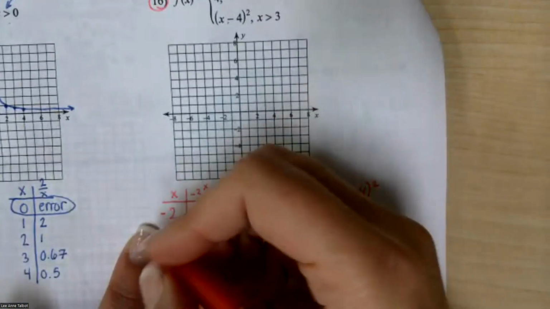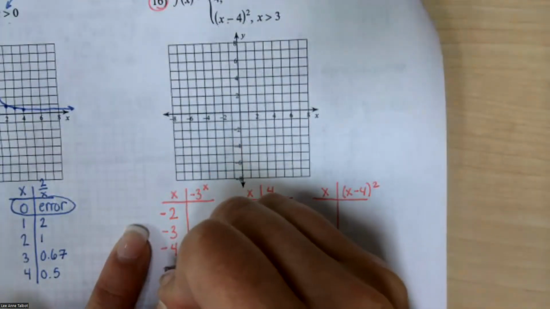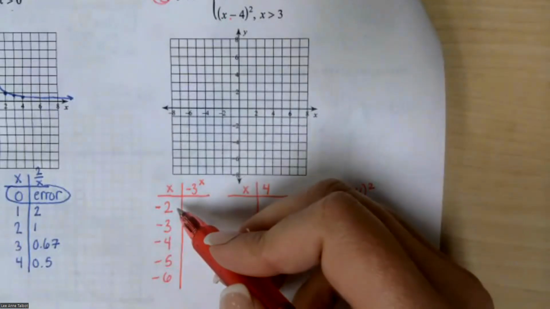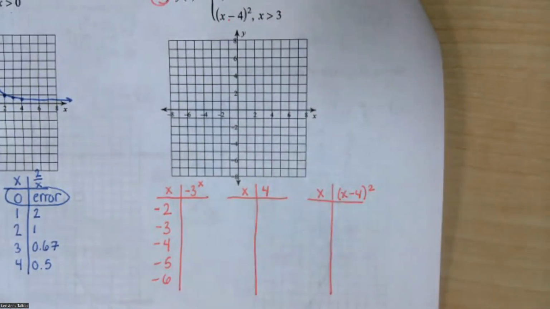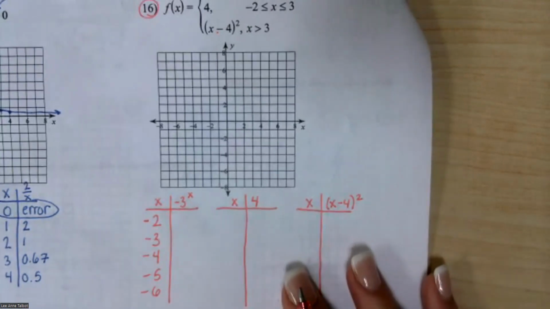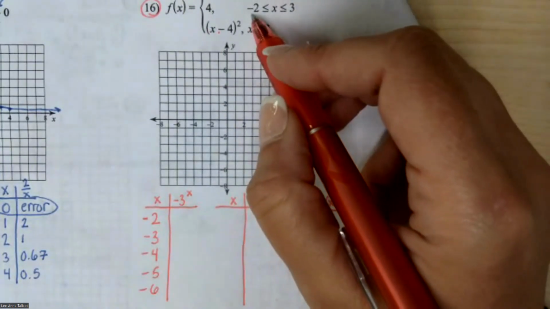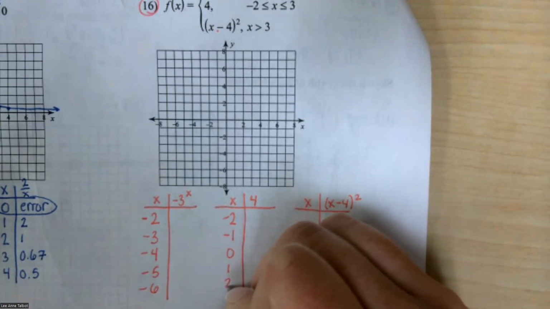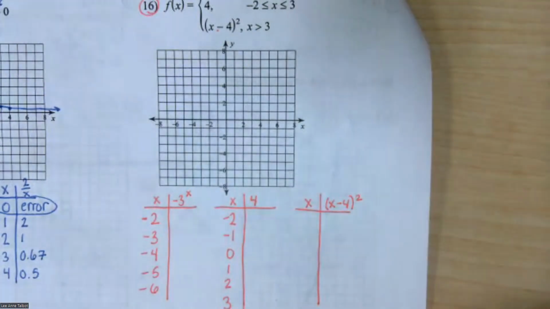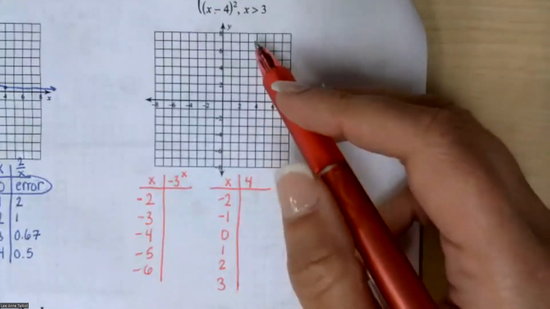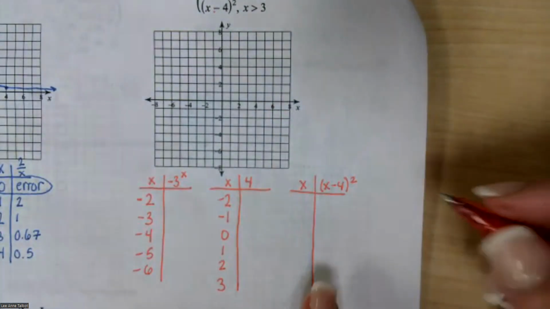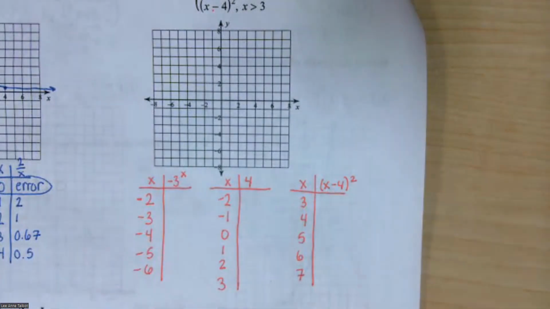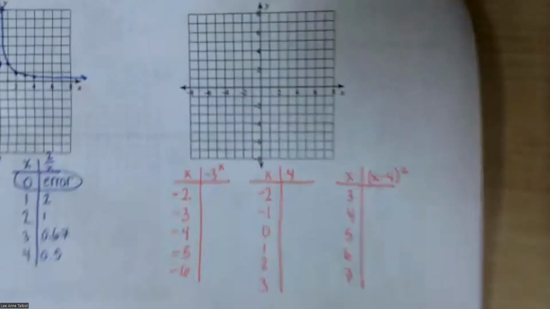And then I'm going to write numbers less than. So I'm going to go down, down, down, down. It's starting at -2, going less, less, less, less. Okay, my second table says go from -2 to 3: -2, -1, 0, 1, 2, 3. That one's easy. It tells us both sides. And this one says x is greater than 3: 3, 4, 5, 6, 7.